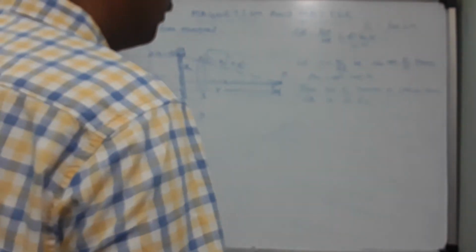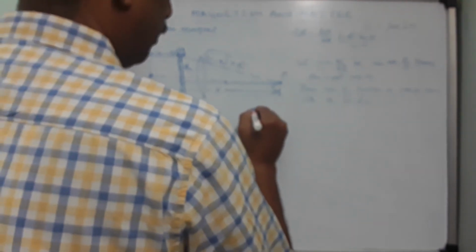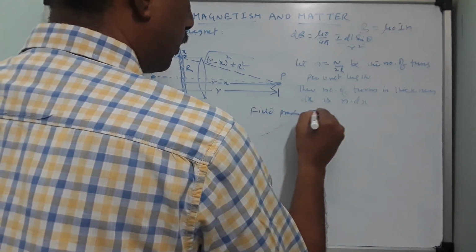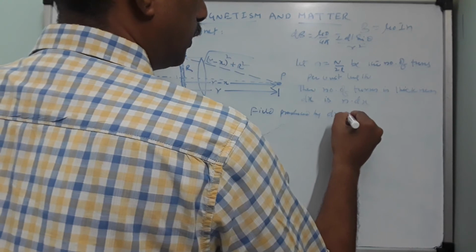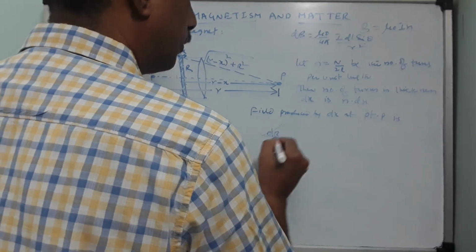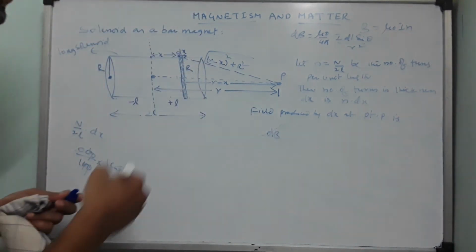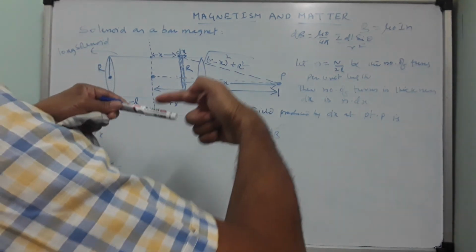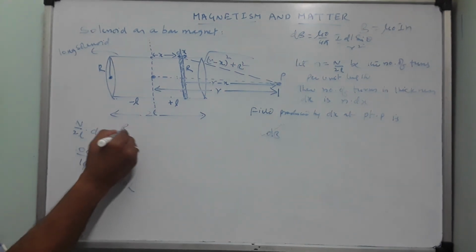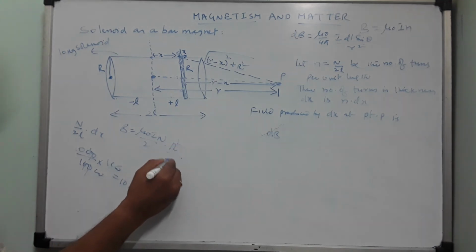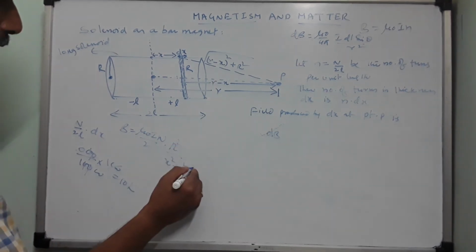Now we write the expression for magnetic field at point P. The field produced by dx at point P is dB. Children, it is a circular loop only. On this, there is a circular loop like this, that dx. What is the expression? B equals mu naught I into n divided by 2 into r square divided by x square plus r square whole to the power of 3 by 2.